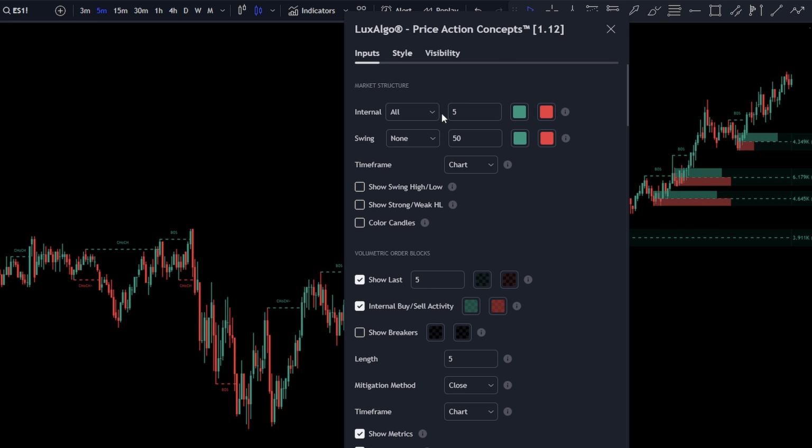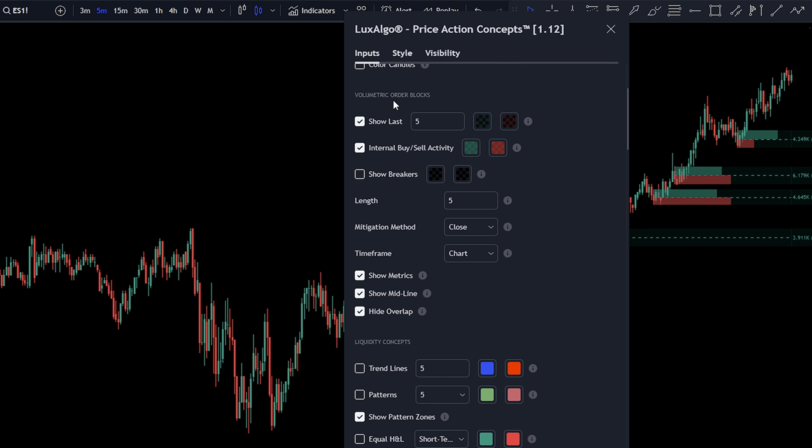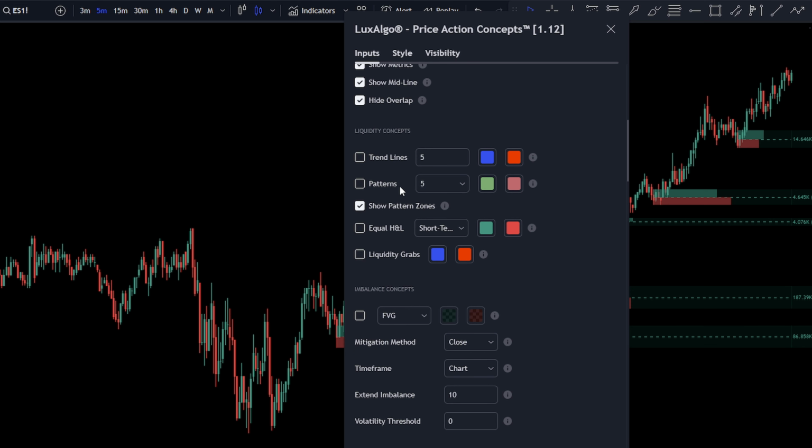First, set both the internal and swing market structure to none. Next, ensure that volumetric order blocks are enabled. Then, in the length setting, increase the look-back period for detecting swing points from 5 to 10. Finally, scroll down to the liquidity concepts section and enable the liquidity grabs option.